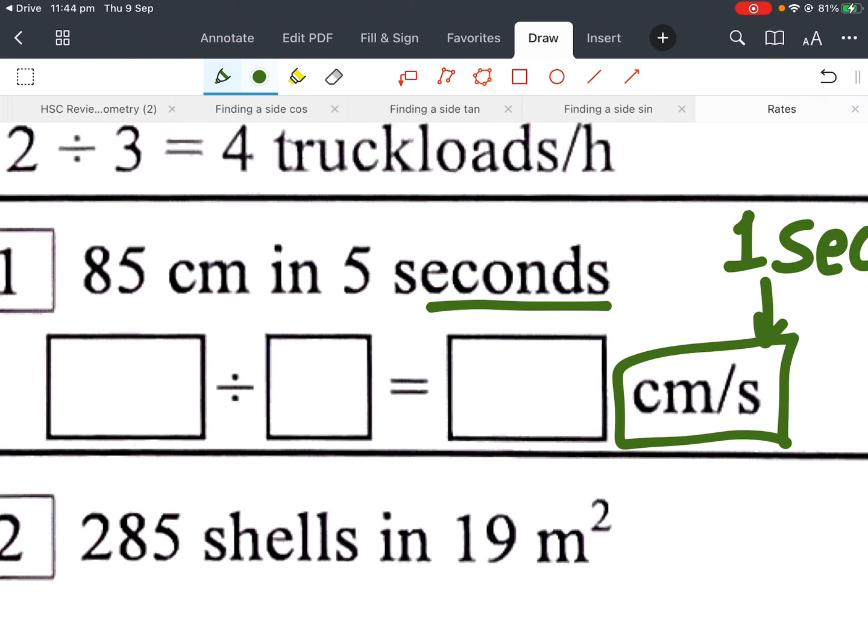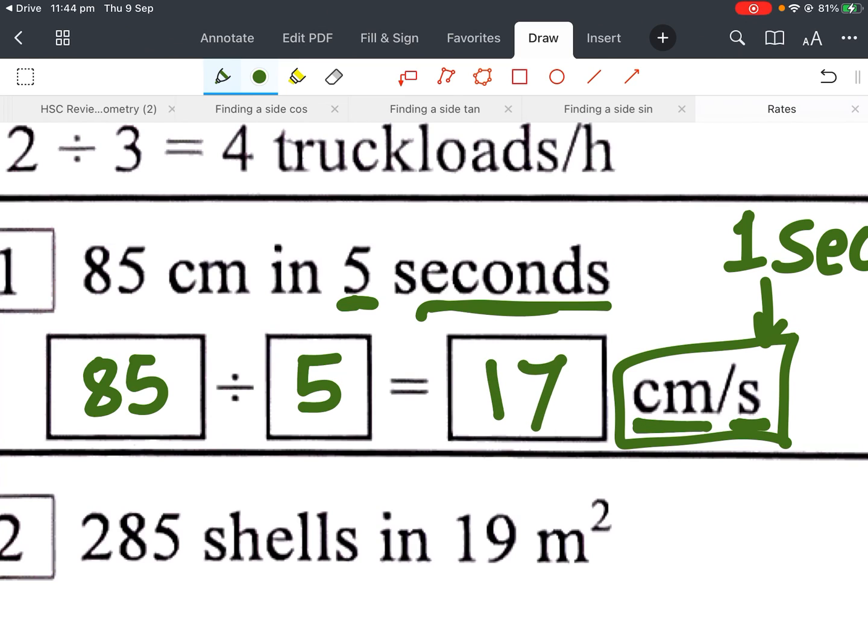So pretty much all you're doing is you're taking the first number, centimetres, that's the first part of the rate, and you're dividing it by whatever the second number for seconds is. In this case it's 5. So that one I'm just going to go 85 divided by 5, and that means that if this is a snail, this particular snail can move pretty fast because he can go 17 centimetres in 1 second. So I'm guessing it's not really a snail, is it?